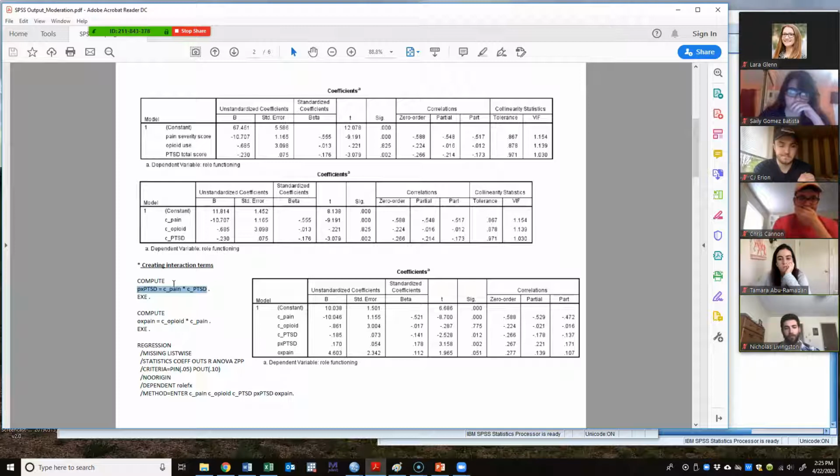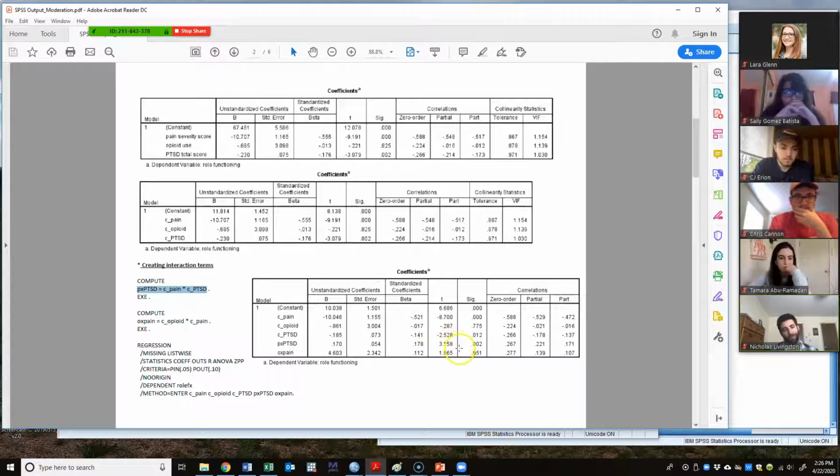Now, sometimes what we find, and if we look here, here's our coefficient table for our interaction model, right? And we see, we'll call these interpretable interactions of PTSD and pain and opiate use and pain for the purposes of our demonstration, right?